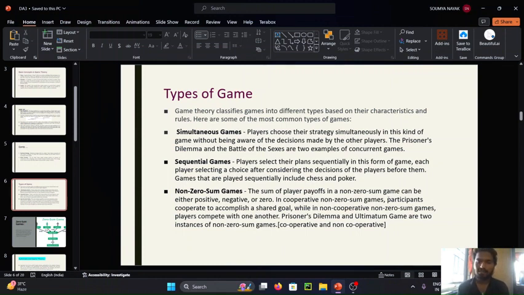Talking about sequential games, players select their plan sequentially in this form of game, each player selecting a choice after considering the decisions of the players before them. So that is totally different from simultaneous games.